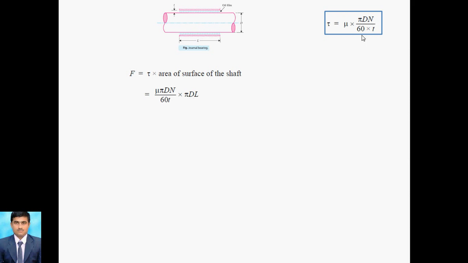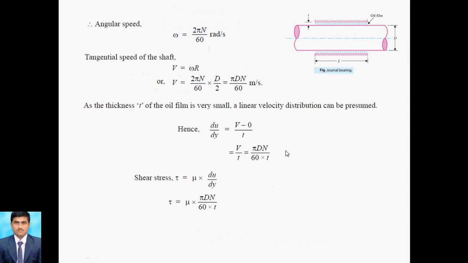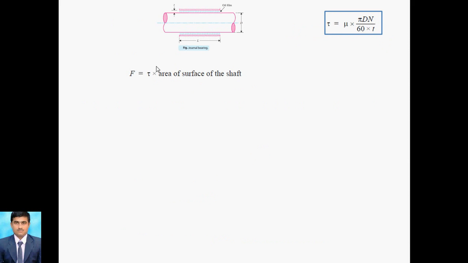This tau we already calculated before this session, tau is equal to mu pi D N by 60t. We can directly put this previous value here, along with the area of the surface, pi D L, because it covers the overall length.